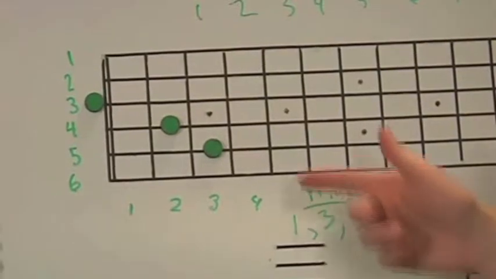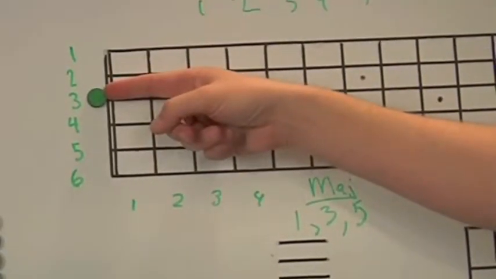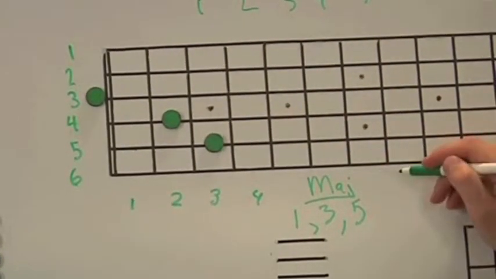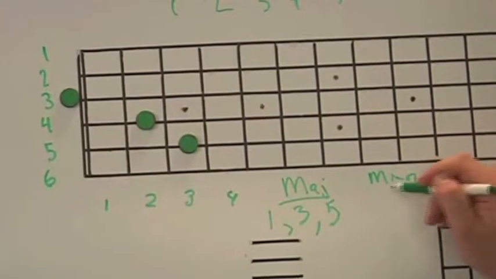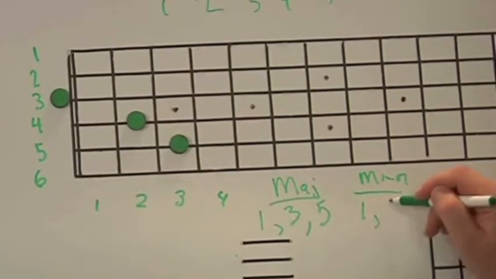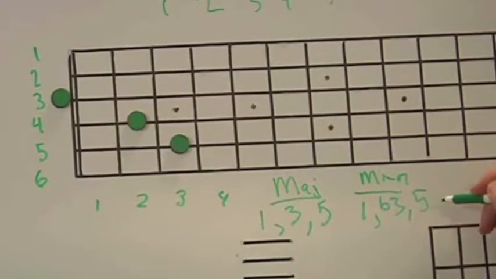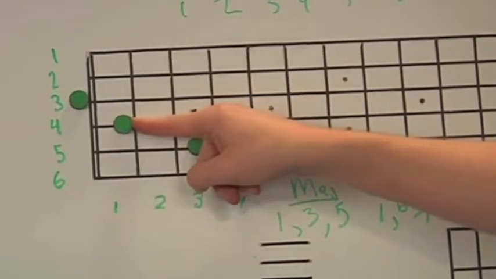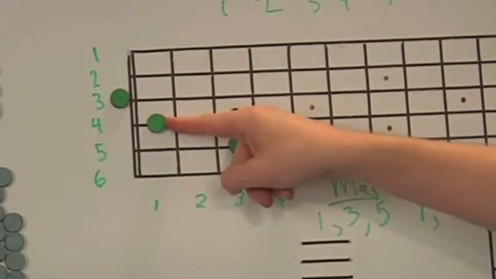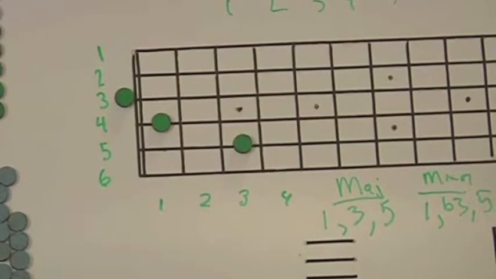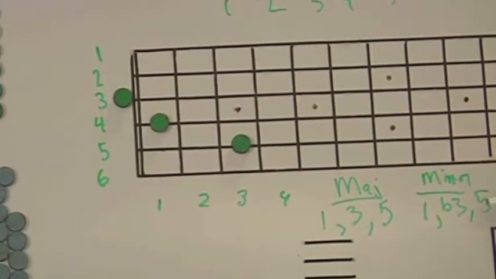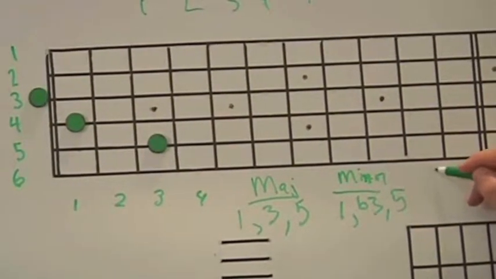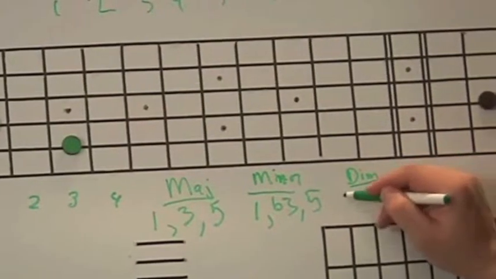Okay? 1, 3, 5. Now, if I wanted to make this minor, the construction for a minor is 1, flat 3, 5. So what I would have to do is take my E and flat it. That becomes E flat. So the notes C, E flat, and G make up a C minor triad. All right? We have another triad. This is called the diminished triad. All right? 1, flat 3, flat 5.